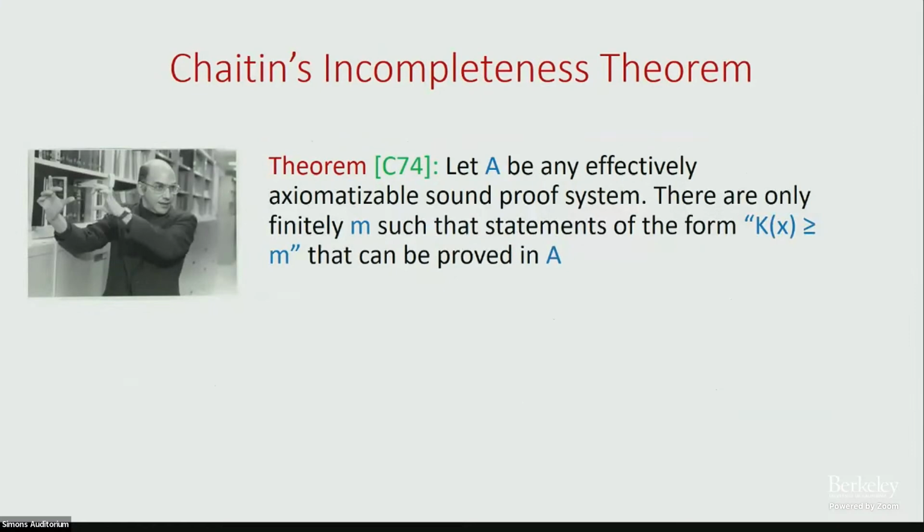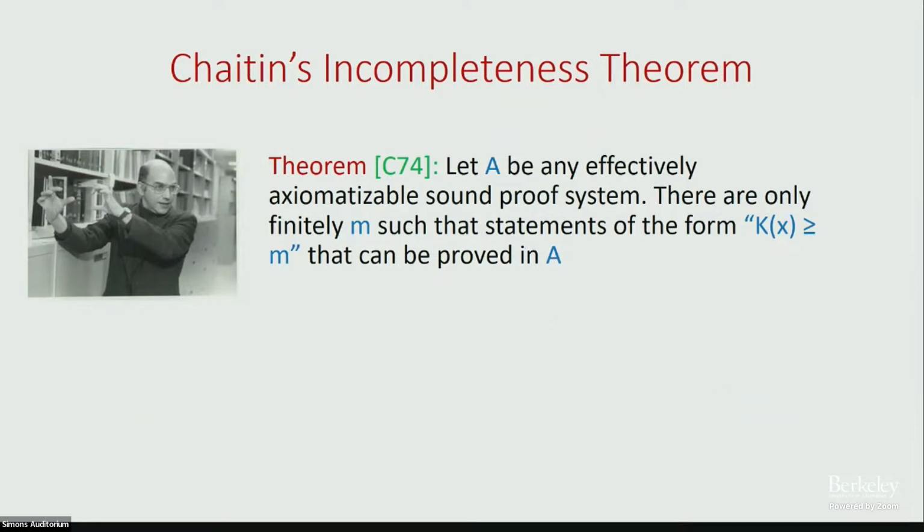Okay, so there's this sort of incompleteness theorem, which to me feels much stronger than Gödel's theorem and more relevant to mathematical practice and certainly to complexity theory, due to Chaitin. What Chaitin showed is that, again, you take any effectively axiomatizable sound proof system A. There are only finitely many numbers m such that statements of the form "the Kolmogorov complexity of a string is at least m" can be proved in A, right?